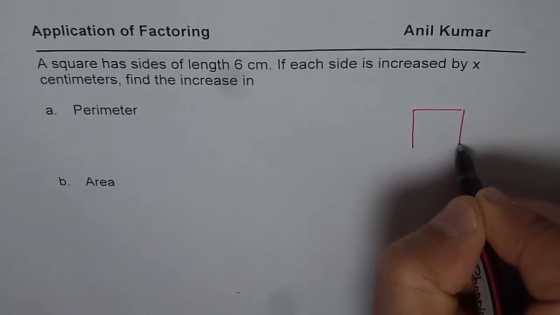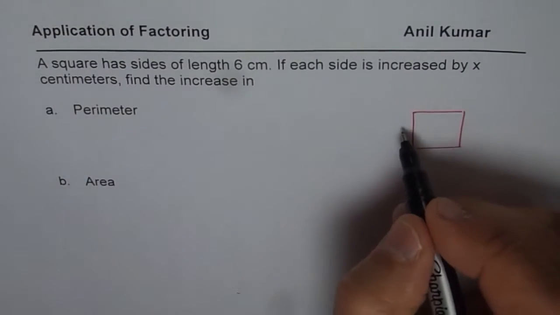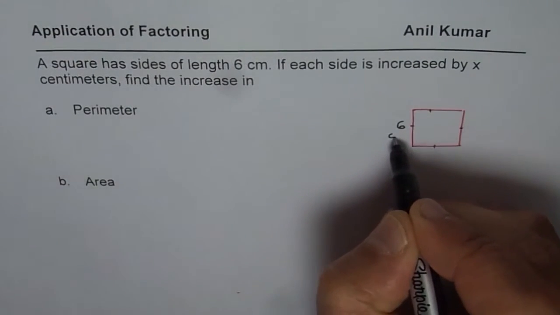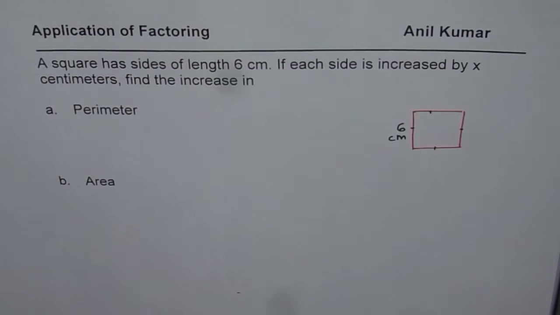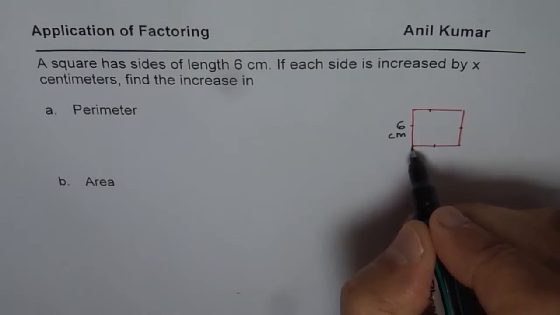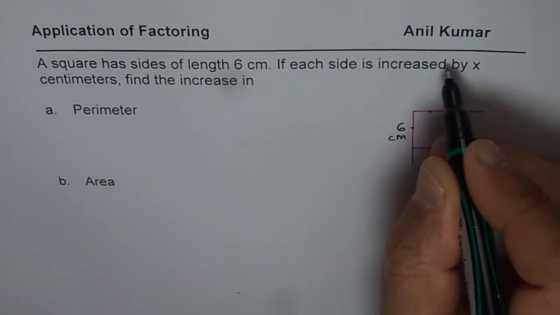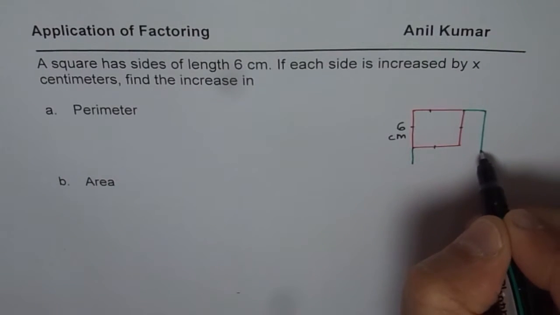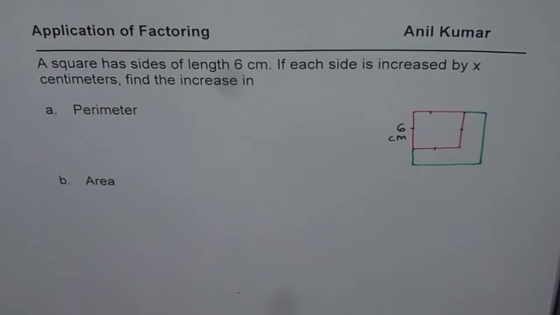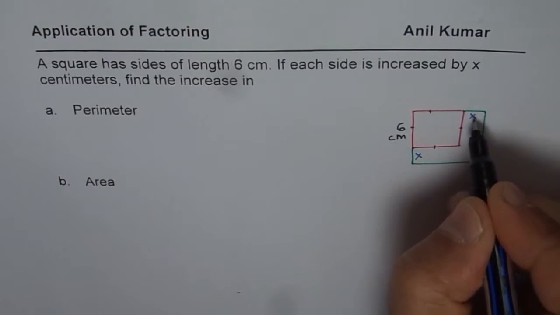Let us say that is the square we already have, and each side of this square is 6 centimeters in length. So these are all equal, four sides, each 6 centimeters in length. So what we do is we increase each side. That means we are increasing one side and the other side by the same amount x. So that is how we get a bigger square, where this increase is by x.